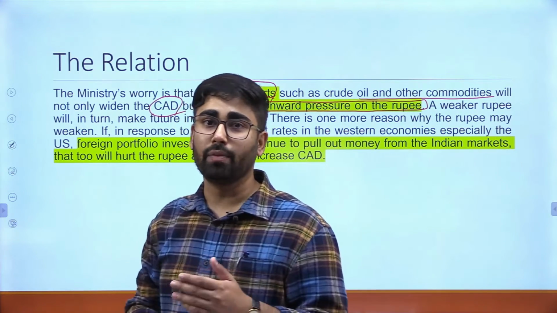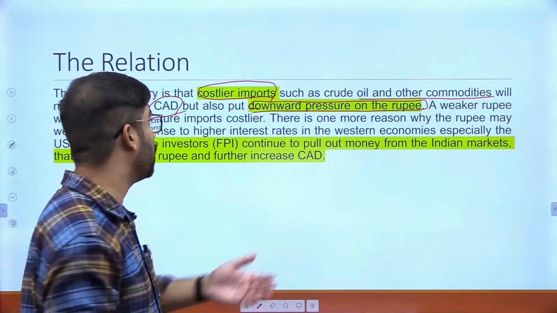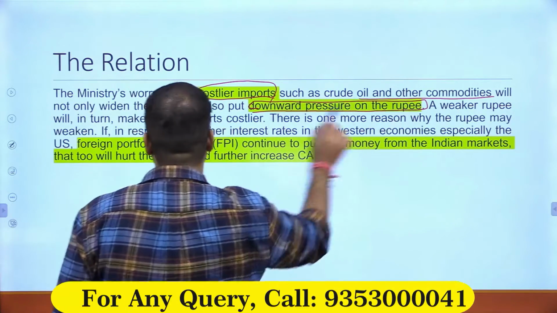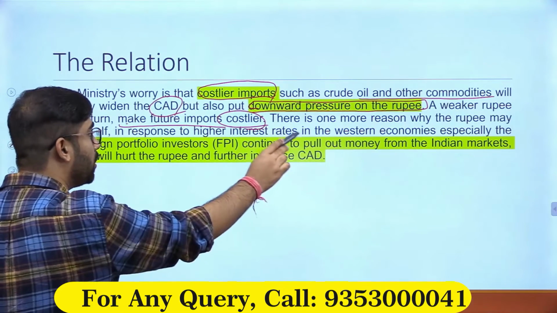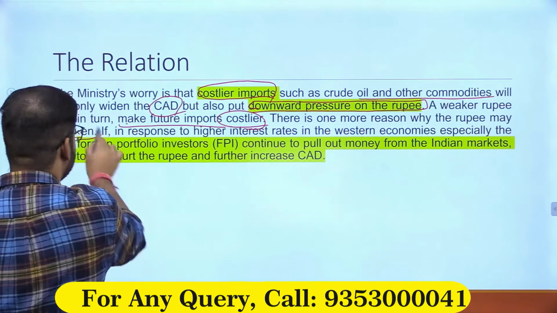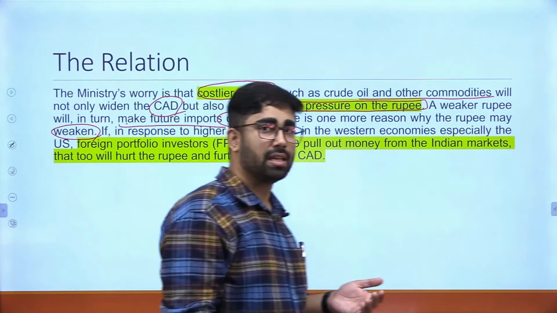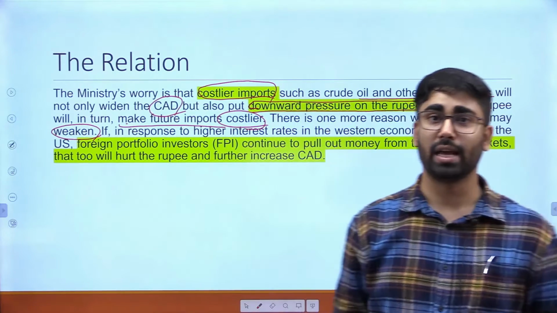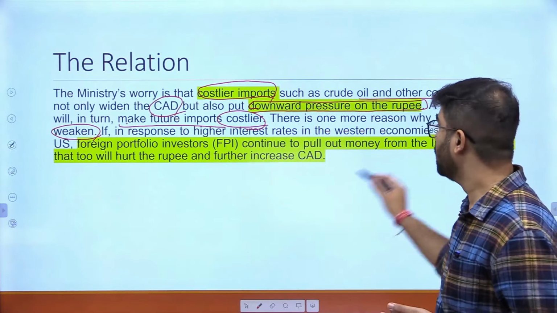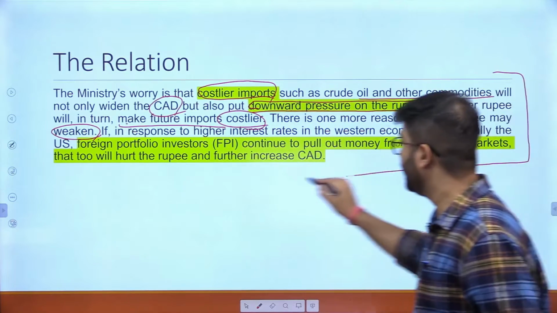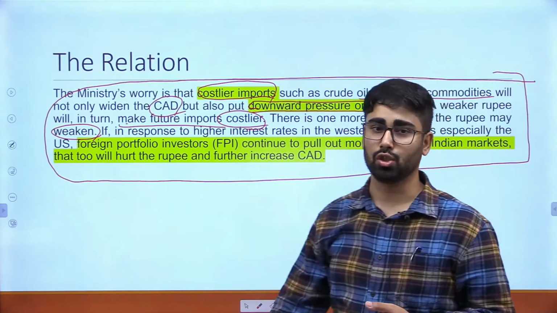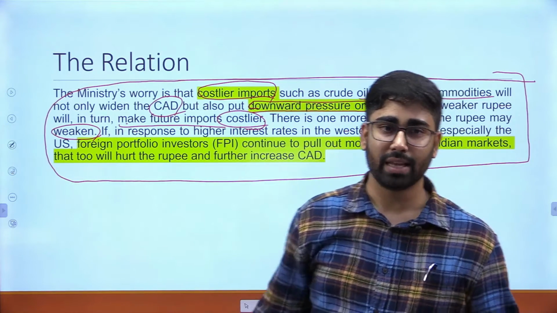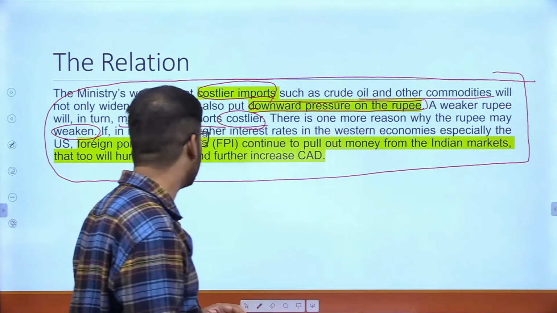करंट अकाउंट डेफिसिट अगर बढ़ रहा है तो it will also put a downward pressure on the rupee, ठीक है। A weaker rupee in turn will make future imports costlier. This is one more reason that the rupee will weaken, ठीक है। इंपोर्ट्स कॉस्टलियर बन सकते हैं जिसकी वजह से रूपी और वीक होता जाएगा क्योंकि करंट अकाउंट डेफिसिट बढ़ रहा है। तो ये एक लिंकेज है जो पहले हम ऑलरेडी एस्टैब्लिश कर चुके हैं, ठीक है.